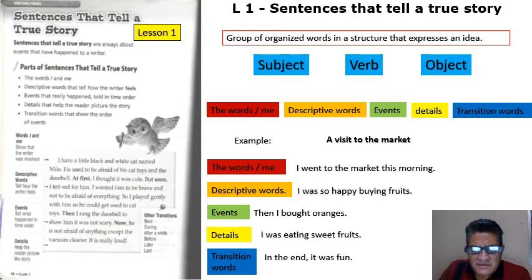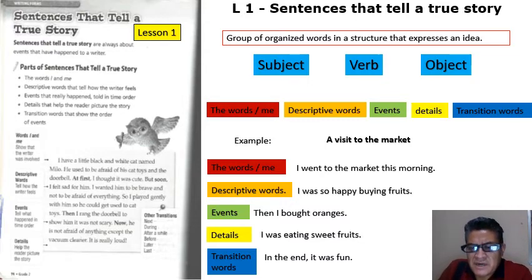Let's check a little bit further here. The words in me, it means the following things. There's descriptive words, the events, the details, and the transition words. We're going to apply them to an example. Our example for today will be called a visit to the market.